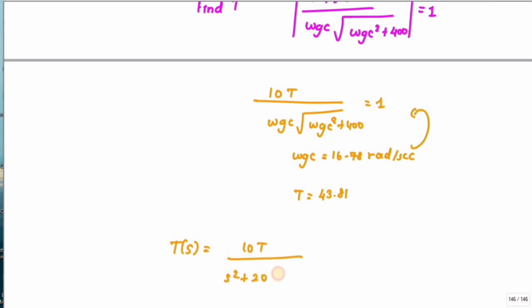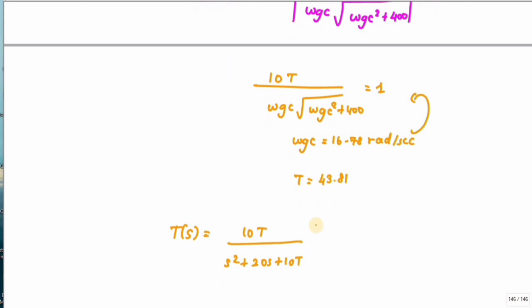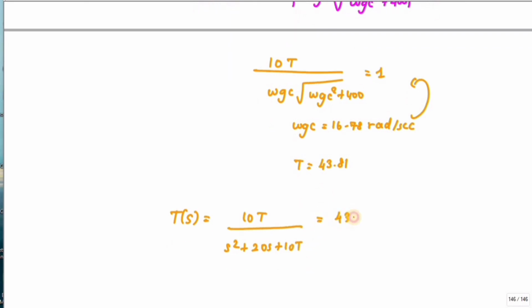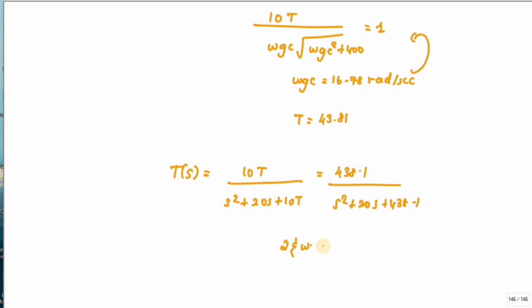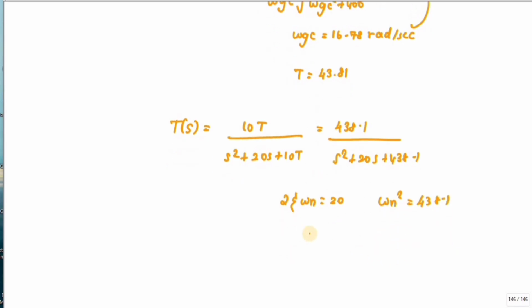So T(s) is equal to 10T divided by s square plus 20s plus 10T. So on solving the T value, T(s) becomes 438.1 divided by s square plus 20s plus 438.1. So 2 epsilon omega n is equal to 20 here, and omega n squared is equal to 438.1. So omega n is equal to 20.93. So on solving this one, I'll get the epsilon value is equal to 0.748. So Ts is equal to 4 divided by epsilon omega n, that value is equal to 0.4.